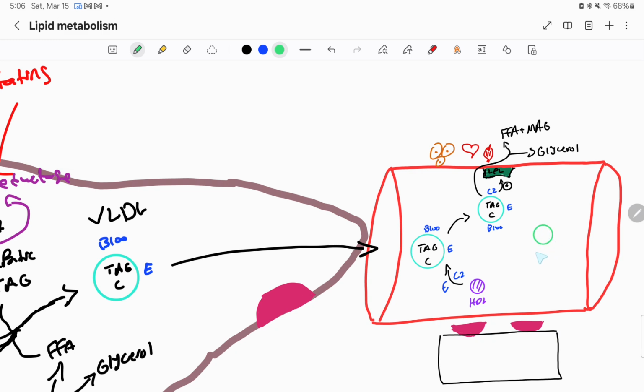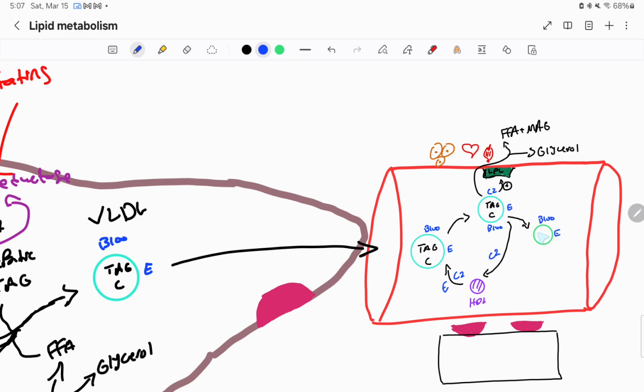It's a bit smaller, actually, and more dense. This is called an IDL, or an intermediate density lipoprotein, and it still contains ApoB100, but now you'll notice that it only has ApoE on it. What happened to the C2? I'll tell you. As this VLDL was being cleaved and turning into this IDL, it ended up returning to HDL the ApoC2 that it took from it.